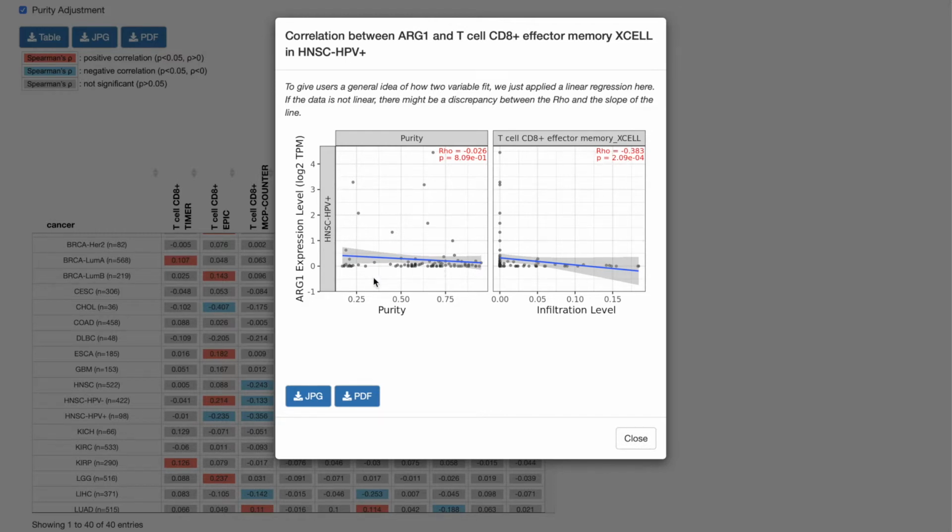We can see ARG1 gene expression is negatively associated with CD8 T cells, which is what we expected because ARG1 is predominantly expressed on an immunosuppressive cell type. And this negative correlation is not because ARG1 is specifically expressed on the tumor cells, because if you look at this scatter plot, ARG1 gene expression is negatively associated with tumor purity. And this is how we use the immune gene module in cancer research.